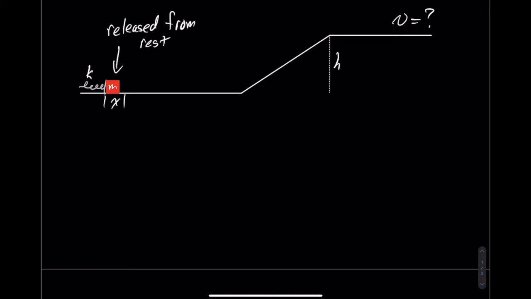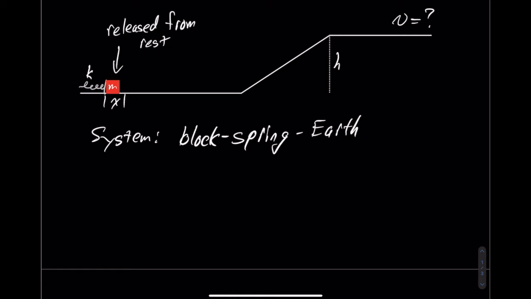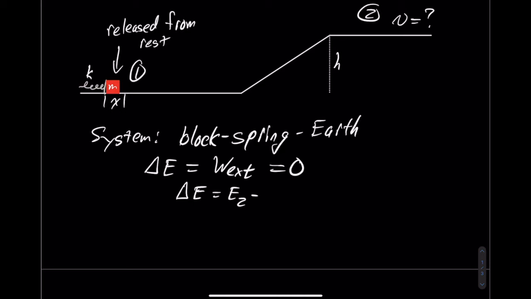Okay, now I'm going to do the same problem, but I'm going to define my system as broadly as I can. So my system is going to be the block, spring, earth system, which means now I can include the spring potential energy and the gravitational potential energy. Okay, so again, I have that the change in energy is equal to the external work, but because there's no friction or any other external forces, that's 0 in this case. Right, so that means that my change in energy, which is E2 minus E1, is equal to 0. So what that means is that E2 is equal to E1.